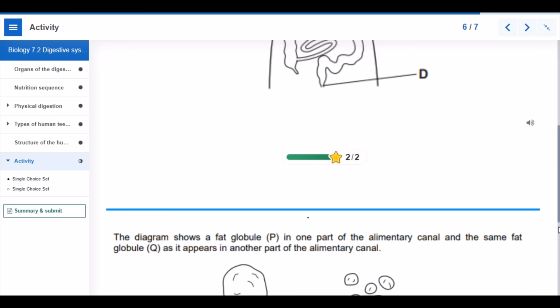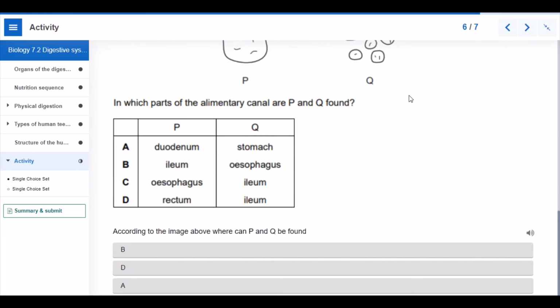So further down, we have another image. In which parts of the alimentary canal are P and Q found? P is showing us a bolus of food, and Q is showing us a broken form of that bolus of food. So the correct option will be esophagus and ileum, which is C.